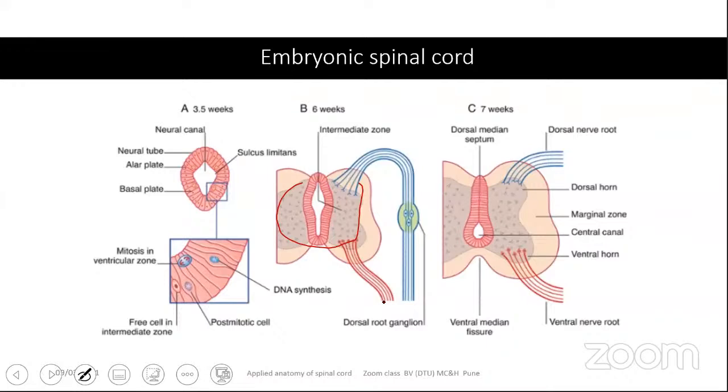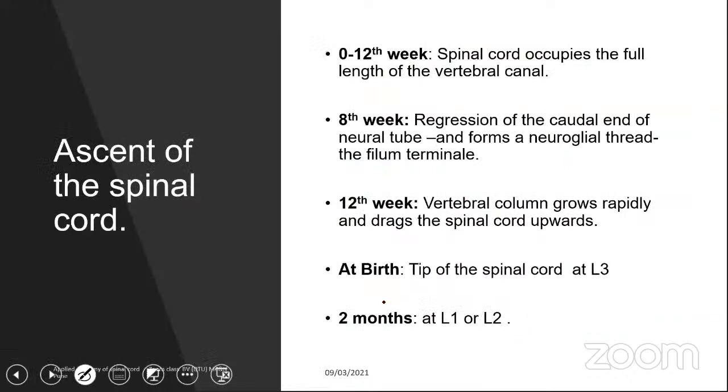What happens? The spinal cord occupies the length of the vertebral column, that is the bony canal. At 0 to 12 weeks, the spinal cord occupies the full length of the vertebral canal. But what happens in this process? A regression of the caudal end of the neural tube starts around the 8th week, and it forms a neuroglial thread called the filum terminale. This is the last part of the spinal cord. At the 12th week, the vertebral column, the bony column around the spinal cord, grows very rapidly and drags the spinal cord upwards.